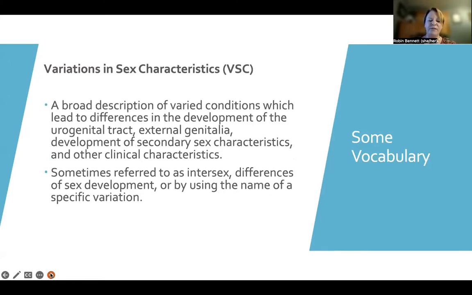Variations of sex characteristics. This is a category that is used to describe a broad range of conditions which lead to differences in the development of the urogenital tract, external genitalia, secondary sex characteristics, and other clinical characteristics. Sometimes this is referred to as intersex. The term intersex is embraced by some people in the community and not by others. So this isn't a word that is used to describe everyone who has VSC. And in general, we use the name of whatever the specific variation is. Next slide.